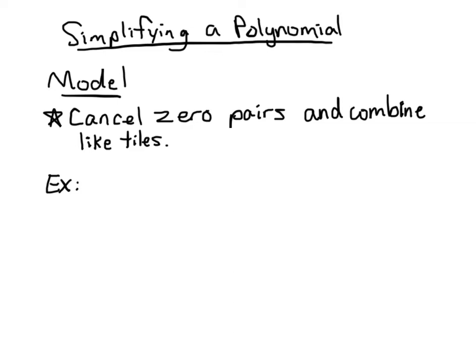In this tutorial, let's just take a quick look at simplifying polynomials. There's two ways to do this. One is using a model and one is symbolically. So first, the model method.